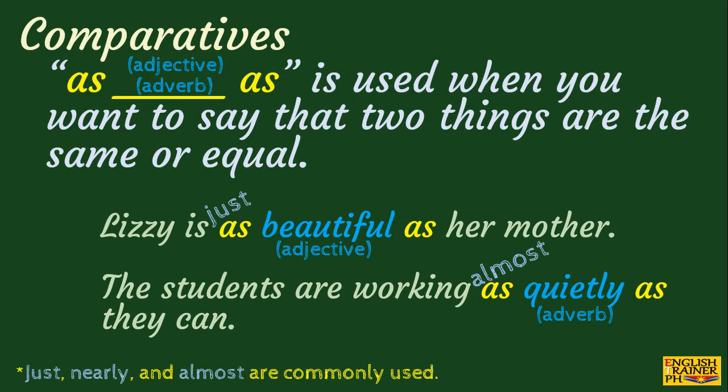We can also add modifiers like just, nearly, and almost. Just means exact, nearly and almost means a small amount. Although these modifiers are not really required, it can just make your sentence more precise.